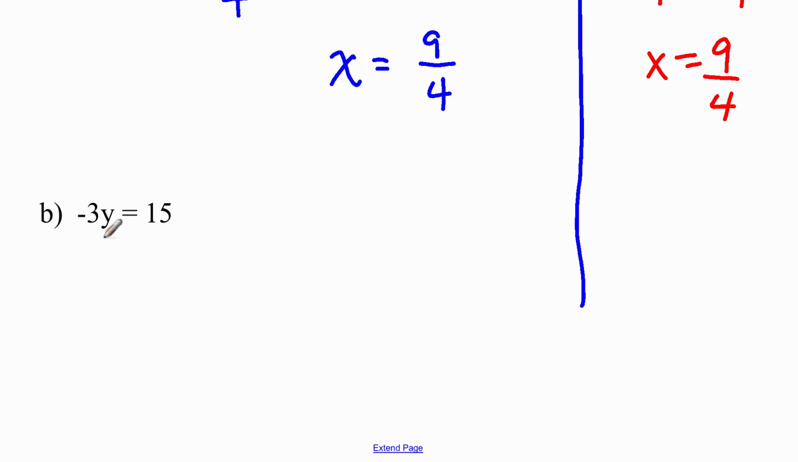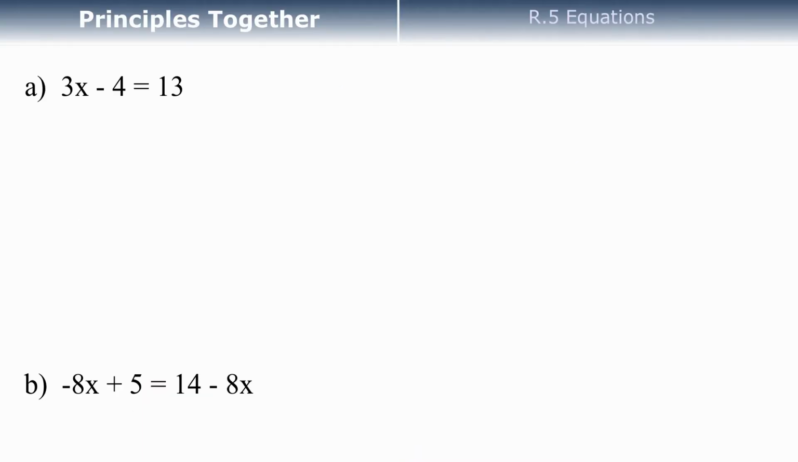Okay, so this one here, you can press pause and try it if you want. For me, I would just divide this side by -3, divide that side by -3. They cancel, or it's a factor of 1, so they're eliminated. So y is 15 divided by -3, which is -5. So that'd be my answer for that one.